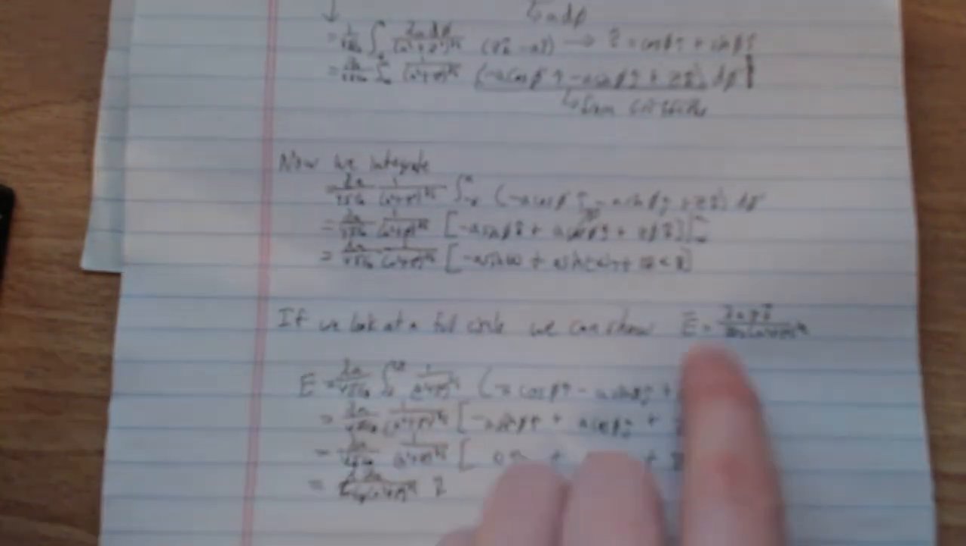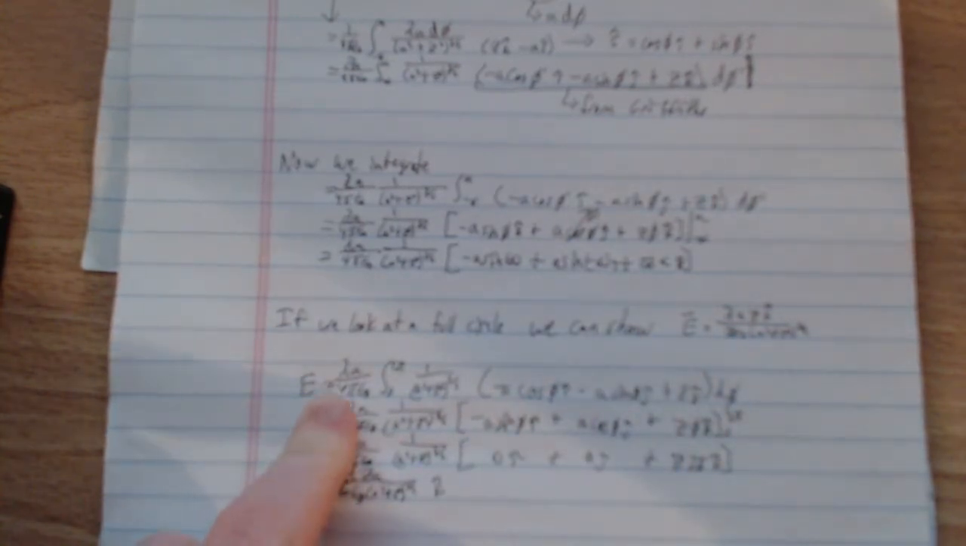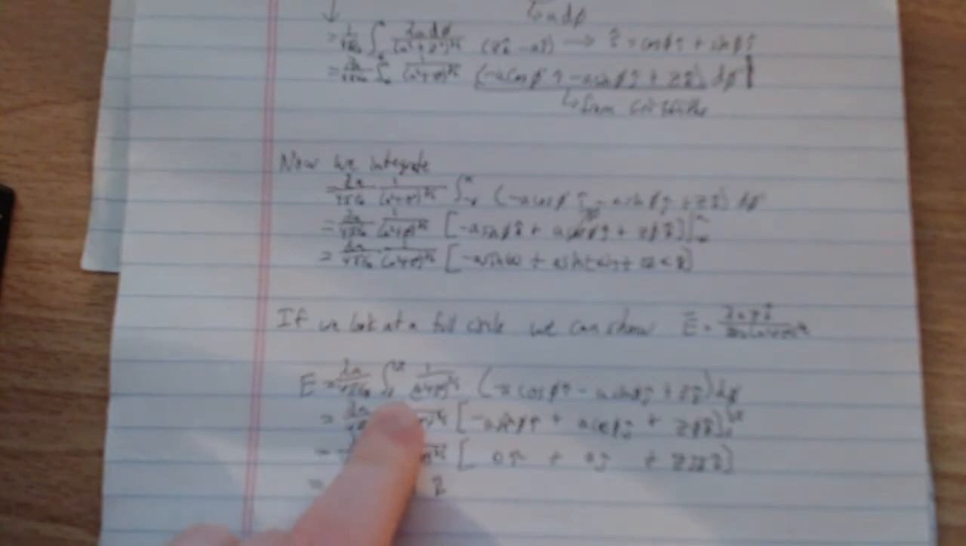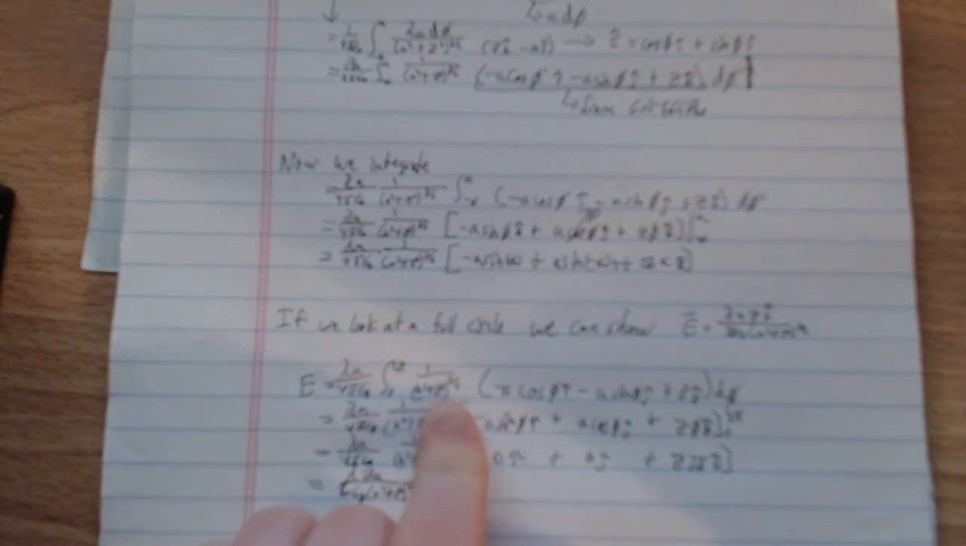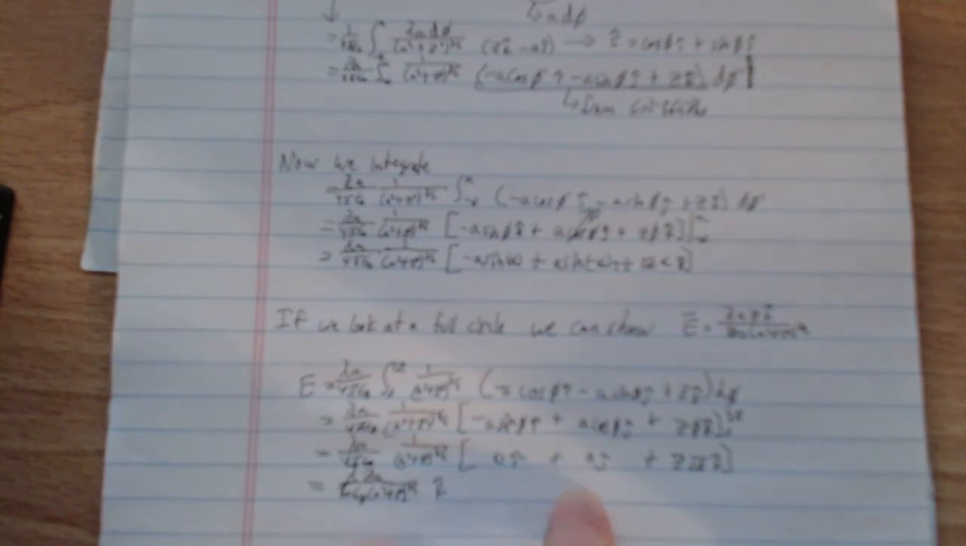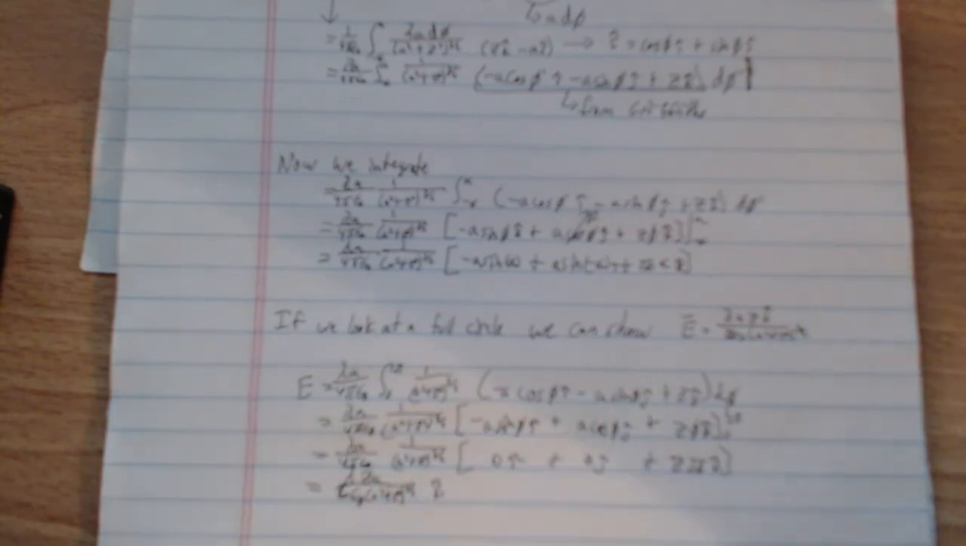If our problem is now a full circle, we want to show that it turns out to be this here. Again, we can pull out the charge density and the radius, but in this case, when we integrate from 0 to 2 pi, we get 0 in the i-hat and j-hat directions. This makes sense because everything in the x and y directions will cancel out, and we'll be left with the z direction. We end up with what we expected in the z-hat direction.